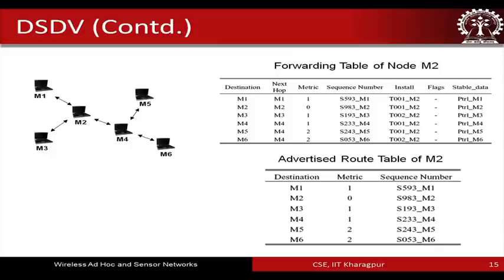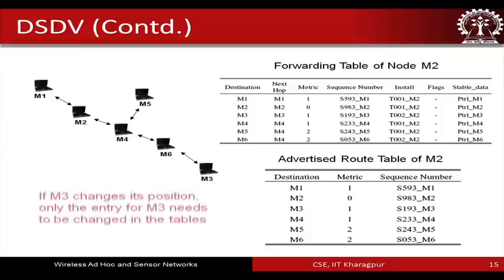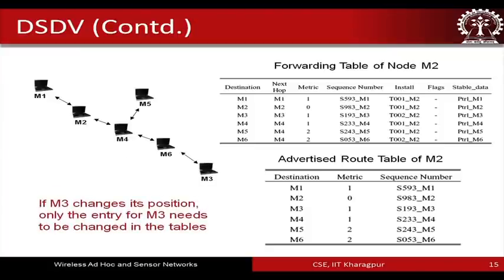Now, let us look at a scenario, because we are dealing with MANETs. So, it might so happen that the node moves. Let us assume a very simple scenario where the node M3 moves to a new position. M3 basically changes its position, and it has now connected, let us say, with M6. That means that they are within the transmission ranges of each other. Now, let us look at what is going to happen to the forwarding table of node M2.